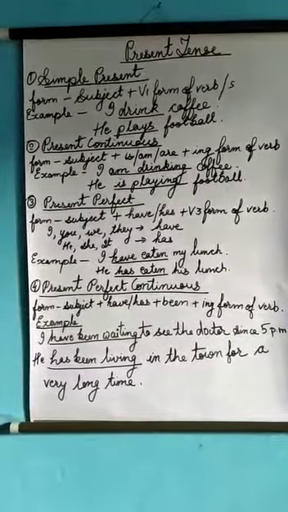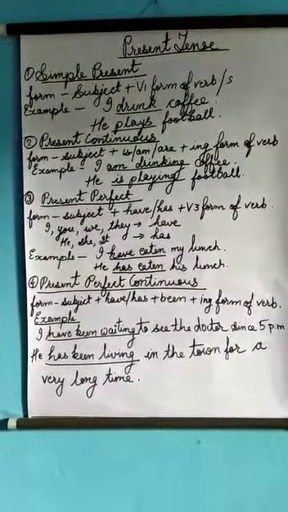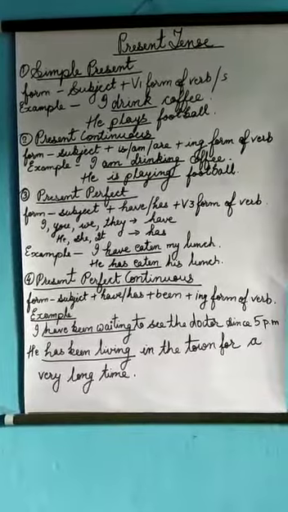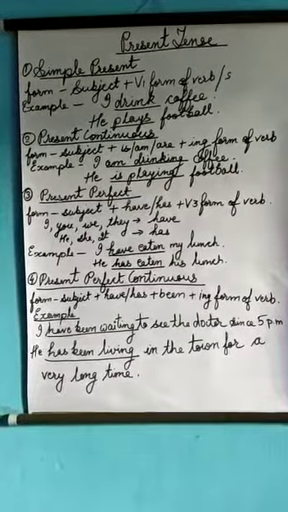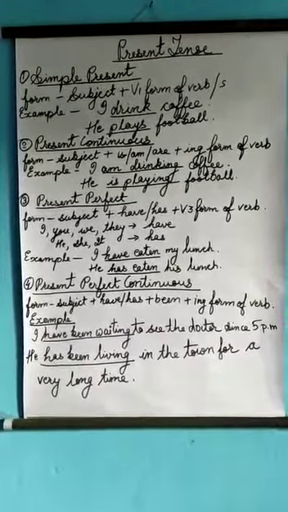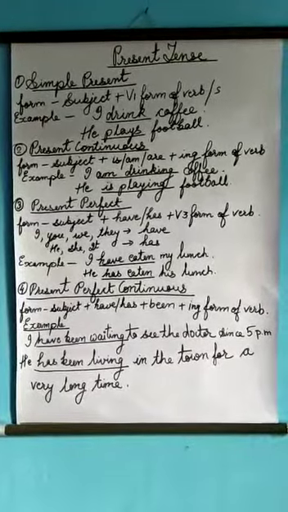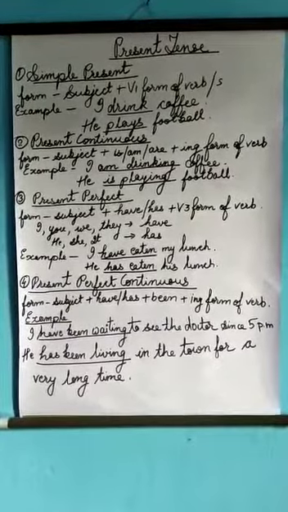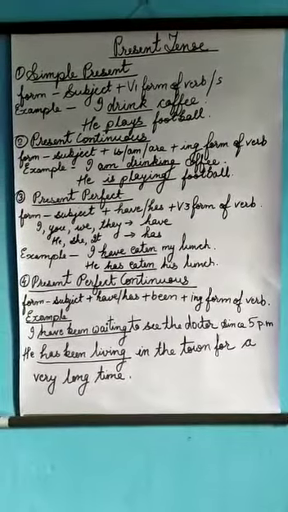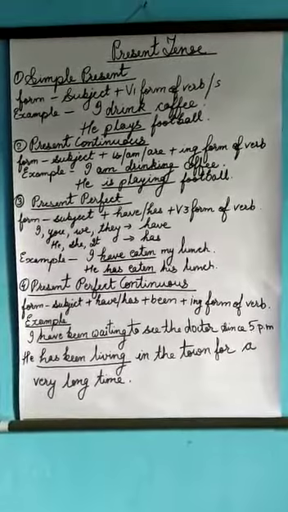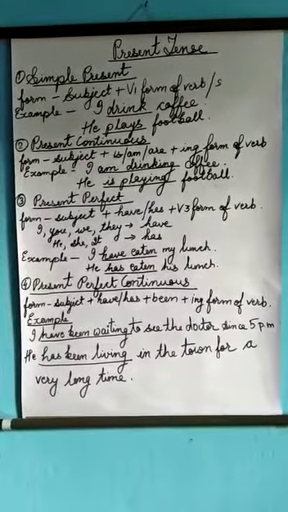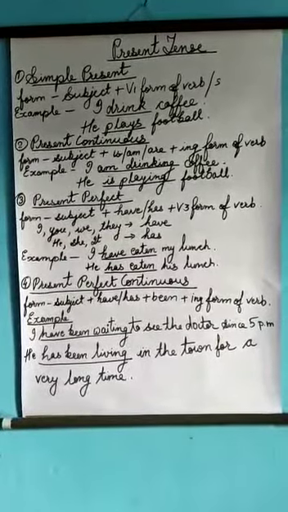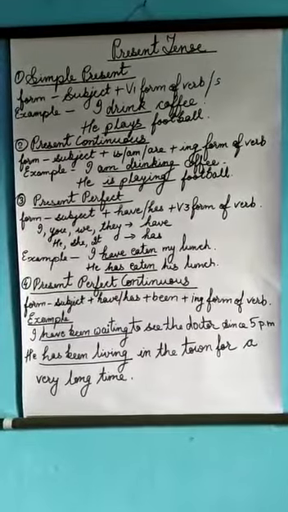Let us see it through some examples. I drink coffee. Here you have the subject I and a V1 form of verb drink and then the object. So when you are studying about the tenses, you should be aware of the forms of verbs. Mainly three forms of verbs: V1, V2 and V3. V1 is the base form of verb, V2 is the past tense form of verb, and V3 is the past participle form of verb. So if I talk about this verb drink, drink is the V1 form, drank will be the V2 form, and drunk will be V3. Drink, drank, drunk. So you should be aware of these three forms of verbs.